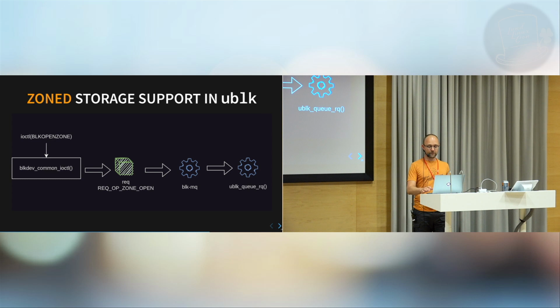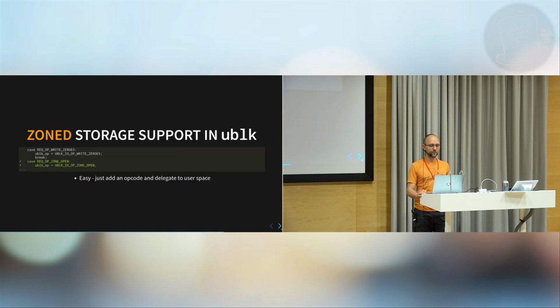So for all of the operations, the zoned storage operations that work like this, adding zoned storage support is basically adding 2 lines in the queue request function. Just, okay, if you see this kind of request coming in, use this new ublk command, and then in user space you handle it however you want.